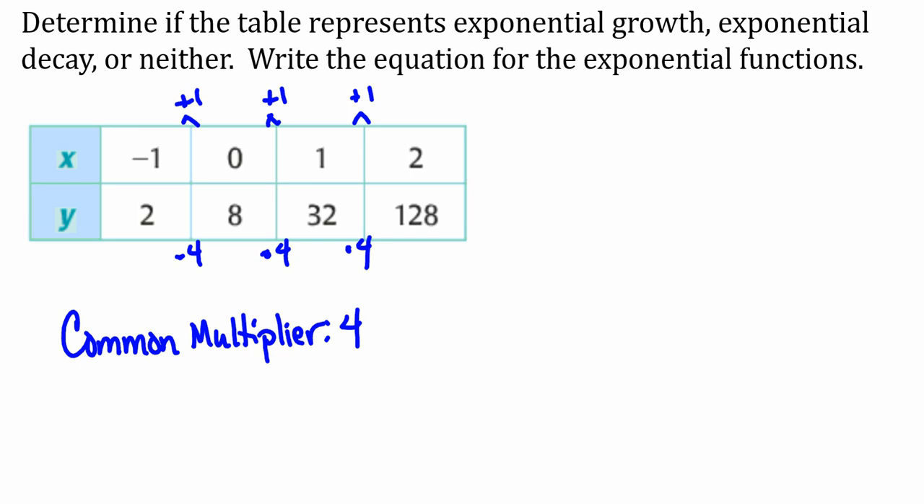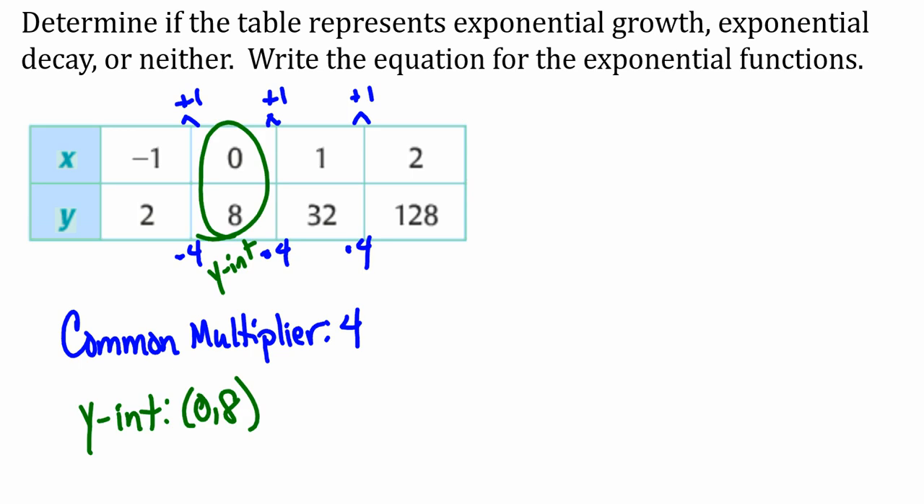So because we have a common multiplier of 4, this is going to be an exponential growth situation because 4 is greater than 1. Now we're looking for a y-intercept. So we always look at the table and say, okay, do we have an input of 0 given to us? If so, we know the y-intercept right away. And we do. We have the input of 0 and the output is 8. So we know our y-intercept is at 0, 8.